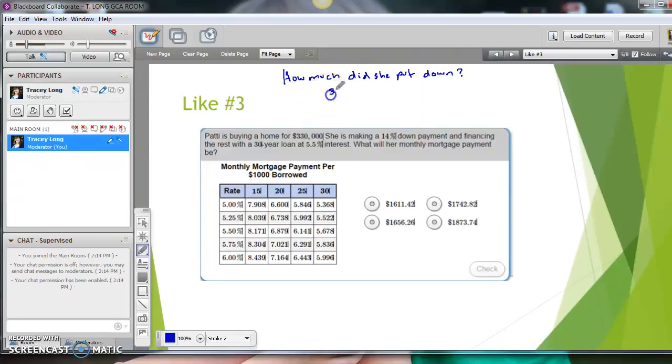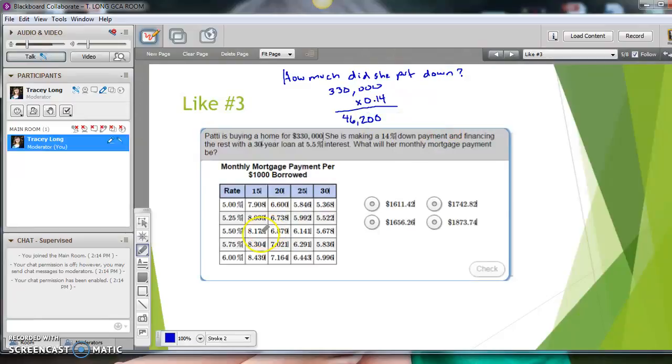We're going to take 330,000 and multiply that times 14%. I'm going to change 14% into the decimal, 0.14, and that'll tell me how much her down payment was. So I'm going to put in my calculator 330,000 times 0.14. And I find that she had saved up $46,200 to put down on her house.